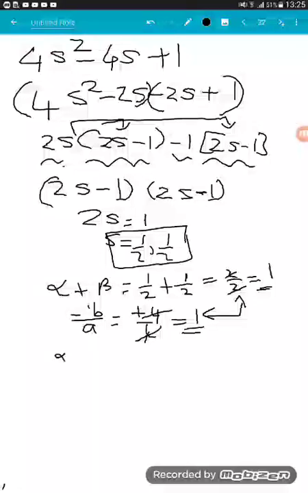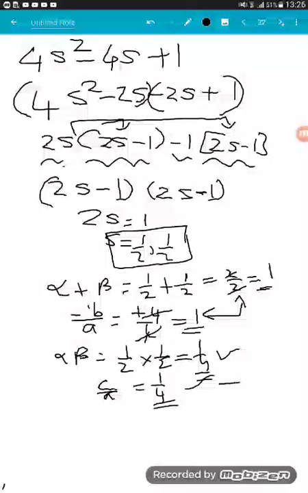And alpha beta, that is the product of the zeros, is nothing but 1 by 2 into 1 by 2, which is 1 by 4. And alpha beta, we can also write it as c by a. So c by a is nothing but 1 by 4. So we got this and this are equal. That means we have verified it.